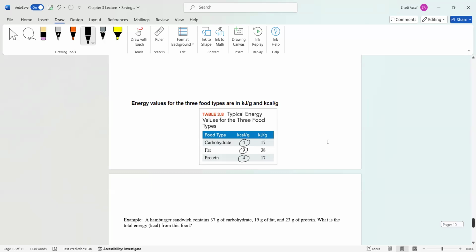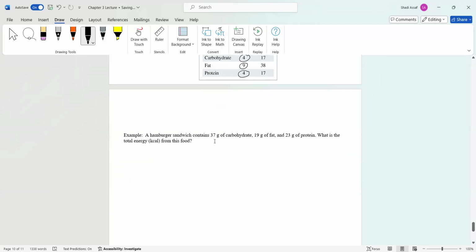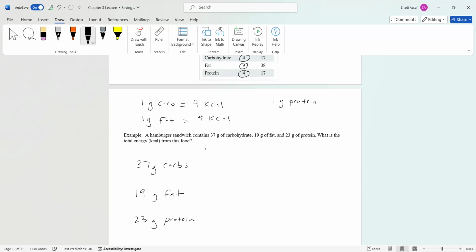Let's look at this very simple calculation. If you have a hamburger sandwich that contains 37 grams of carbohydrate, let's write that down, 37 grams of carbs, 19 grams of fat and 23 grams of protein. What is the total energy in kcal from this food? All we have to do is remember that for 1 gram of carbohydrates, you have 4 calories, 1 gram of fat, you have 9 calories, 1 gram of protein, you have 4 calories.